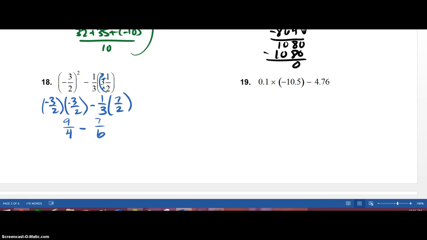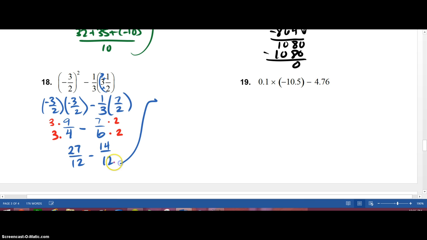So now I need to find a common denominator. Here will be 12. So I'm going to multiply numerator and denominator of my first fraction by 3, second fraction by 2, and I'll end up with 27 over 12 minus 14 over 12. So I take 27 minus 14 over 12. And when I actually evaluate my numerator, it'll be 13/12, which when I simplify is 1 and 1/12. That's my final answer there.